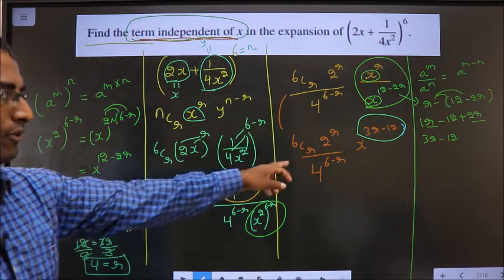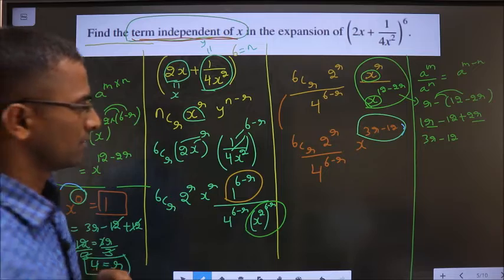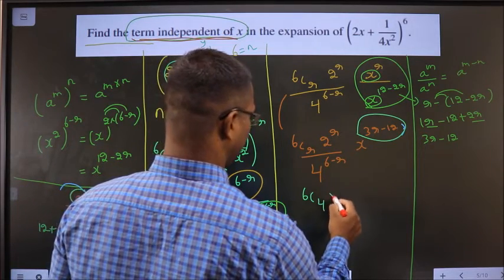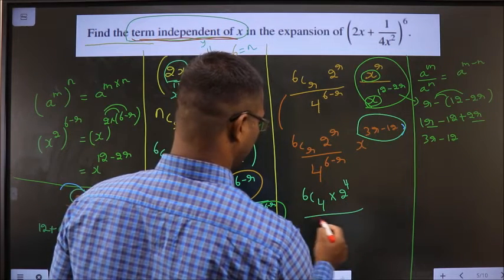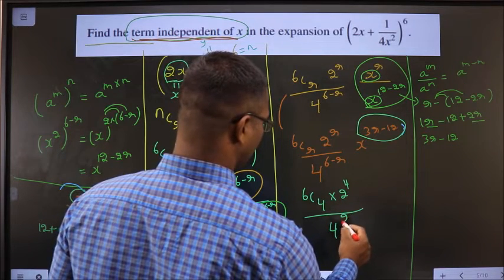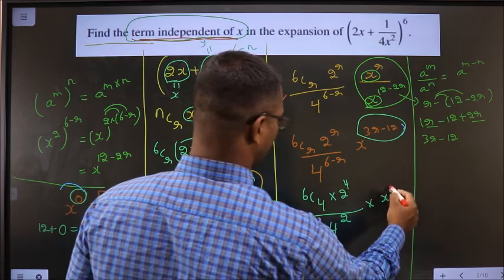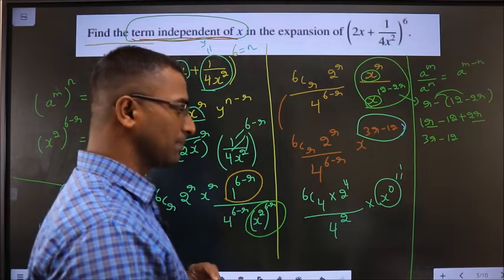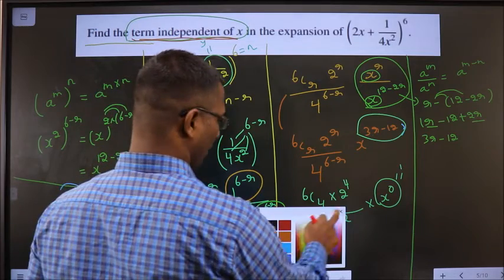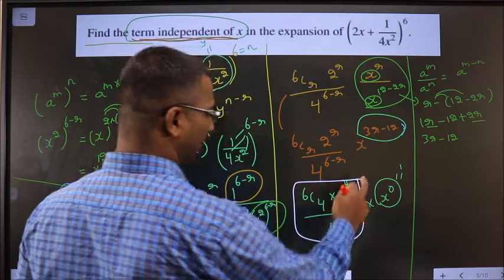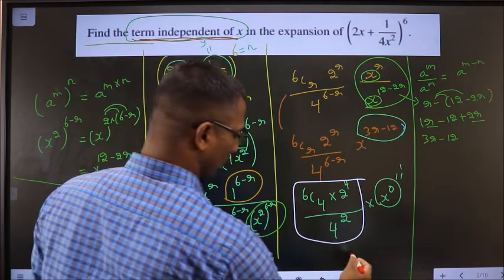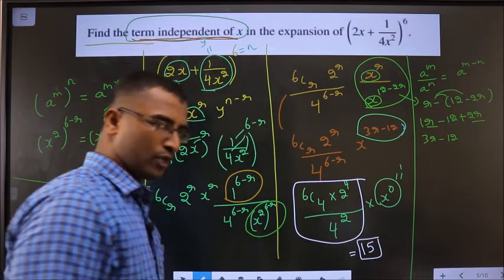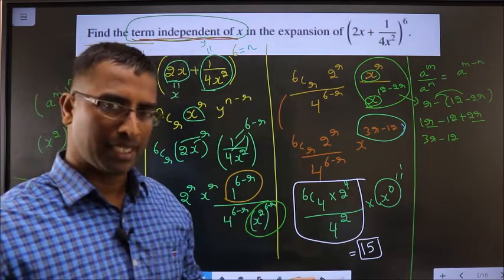Replace r equal to 4 in this. So what do you get? 6C4 into 2 power 4 by 4 power 6 minus 4, which is 2, into x power 0. Anyhow x power 0 is 1, so I don't write x power 0. Now put this entire thing at once in the calculator. You get the answer to be 15. Okay, so 15 is the number independent of x.